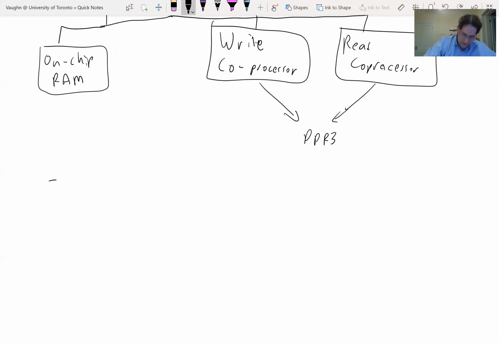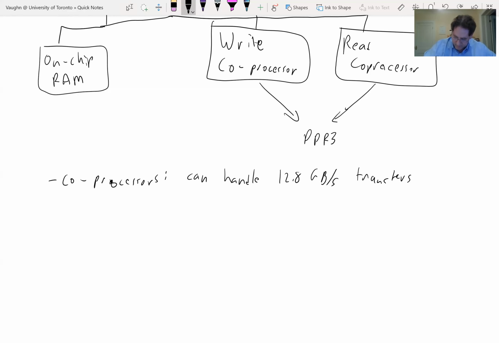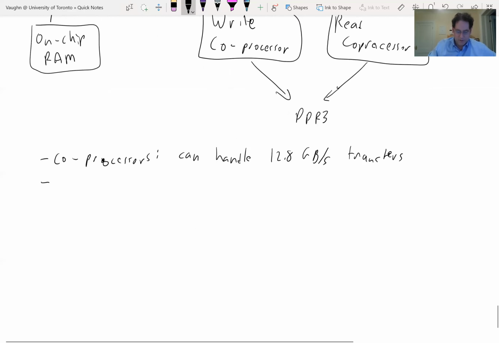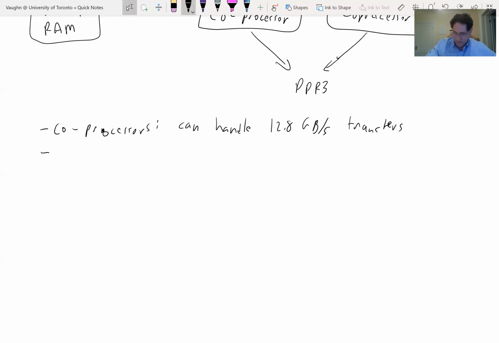So with this architecture, the coprocessors are fast enough. They can handle the full speed of this particular DRAM. They can handle 12.8 gigabytes per second transfers. Okay, so when you add up 64 bits times 1.6 gigabits per second per pin, that's the data rate you're getting. That's way beyond what you're going to have a microprocessor push instruction by instruction.